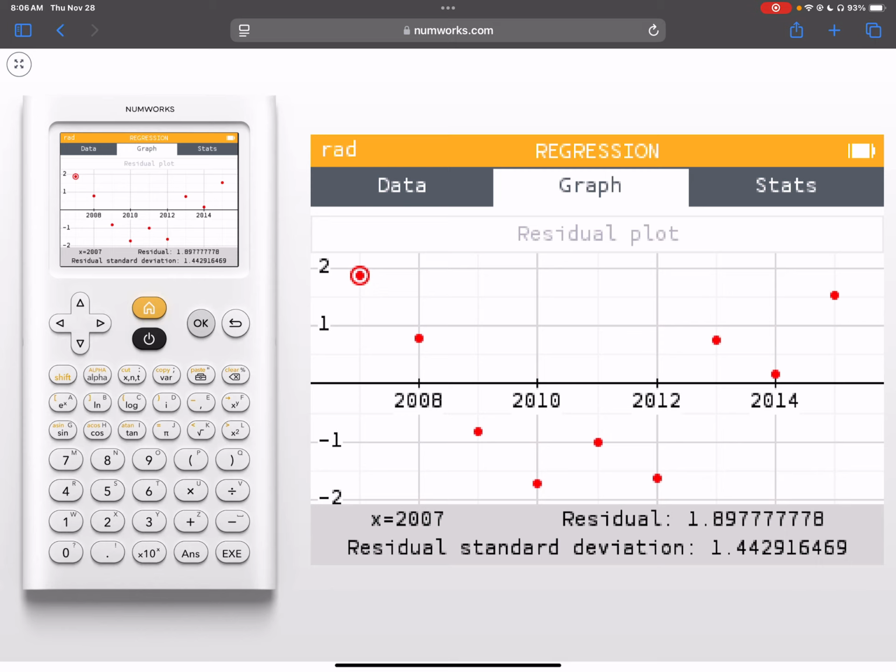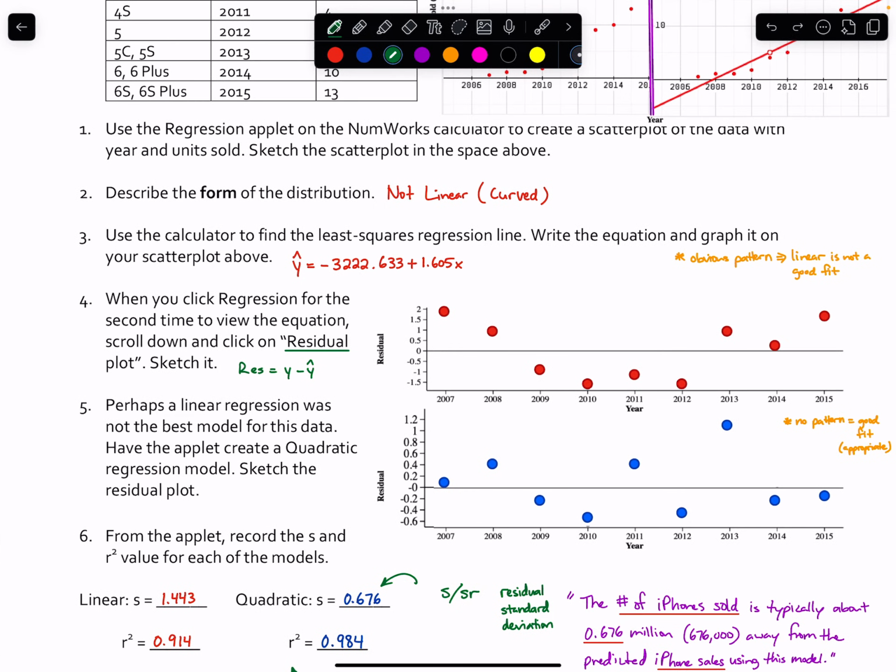You'll notice the 2007 data point that currently looks like a target up in the top left. Down at the bottom, it says x equals 2007, residual equals 1.89. So that's the y coordinate for 2007, 1.89. Then if I go over to my next one using the right arrow key, for 2008, my residual is 0.79. I can cycle through and see what all of those coordinate points are if you want to be more specific when you draw these out. But I did that for you.